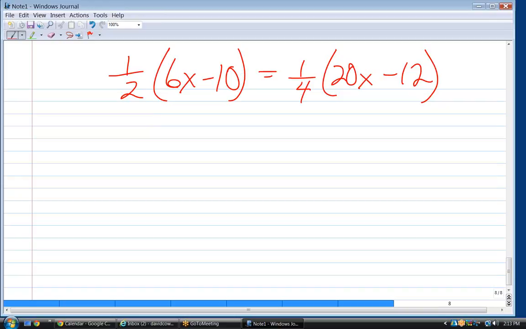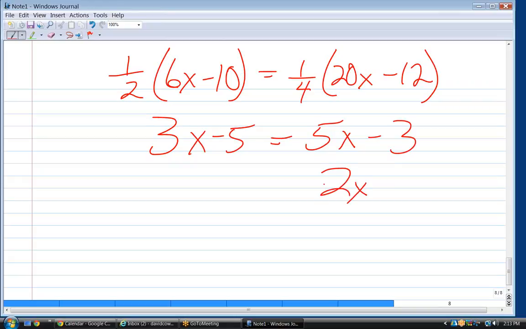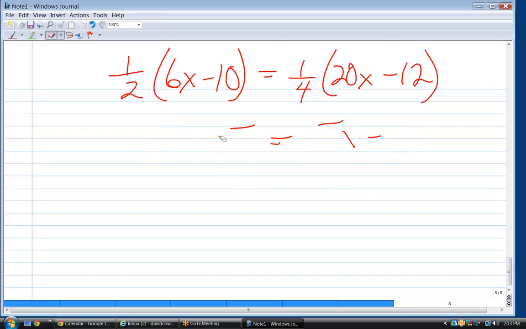So I could do 3x minus 5 equals 5x minus 3. That simplifies it immediately. So would it be 1? Well, you get 2x. No, negative 1. Right. 2x equals minus 2, so x equals minus 1. Yeah. Let's look at this problem just for a second more.